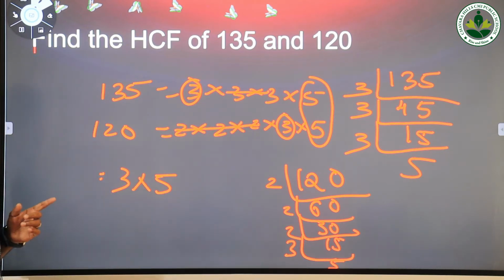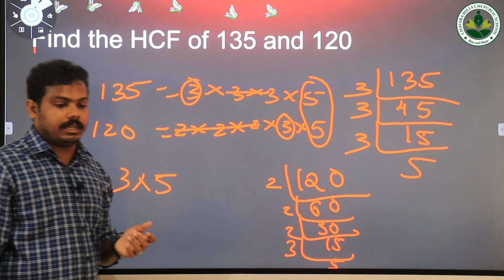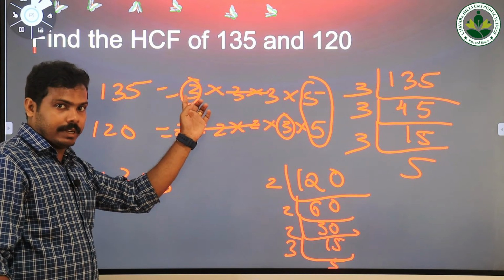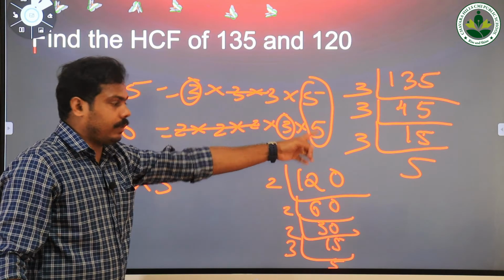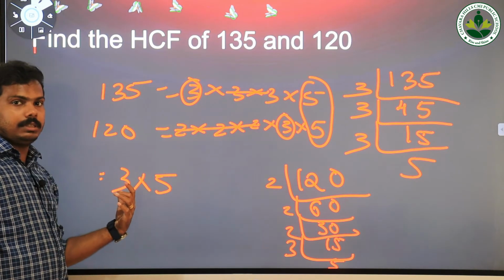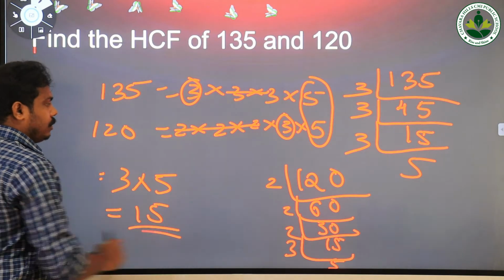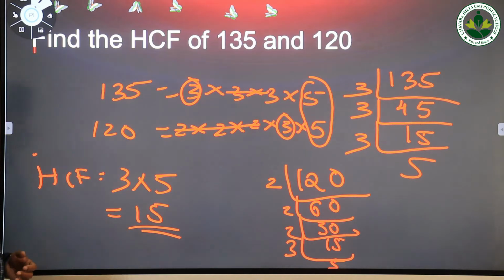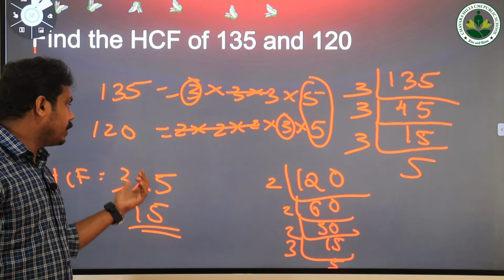So take the numbers as pairs from the first one and the second one. Here from the first one we take one 3 and there is also one 3 in the second, so take these two. And 5 is there, 5 is there. So the product of its factors, 3 into 5, is equal to 15. So the HCF is equal to the product of the common prime numbers, 3 into 5, that is equal to 15. In the first method we got the highest common factor of 120 and 135 as 15.